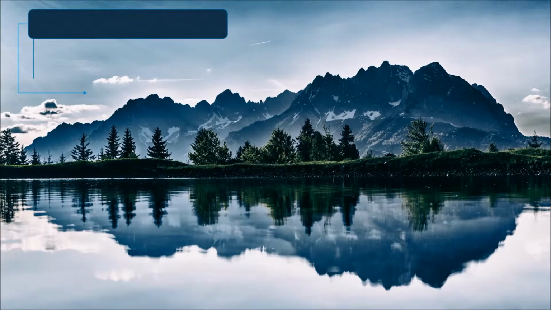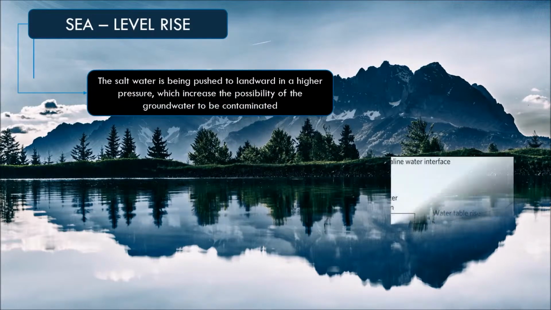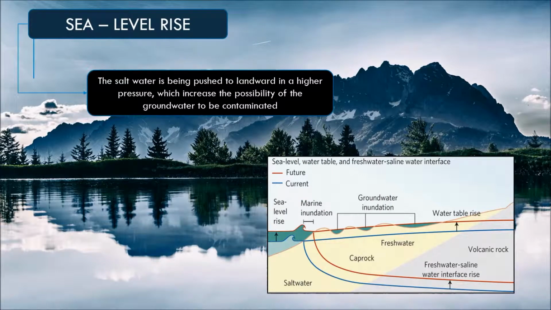Rapid global urbanization, population growth, and all series of anthropogenic activities have resulted in the rise of sea level. In the event of sea level rise, the saltwater is being pushed landward at a higher pressure, which increases the possibility of the groundwater being contaminated.